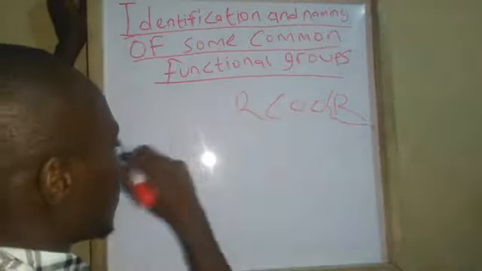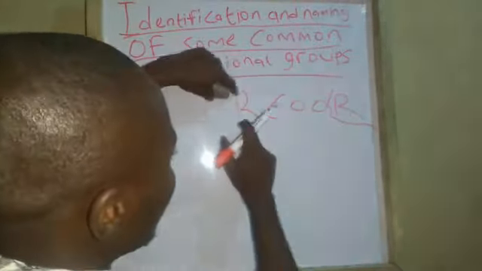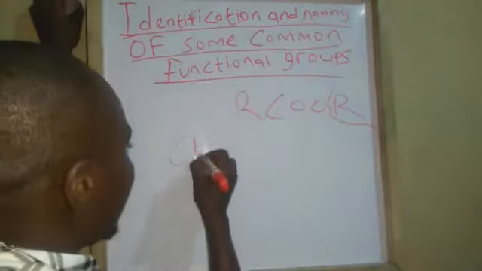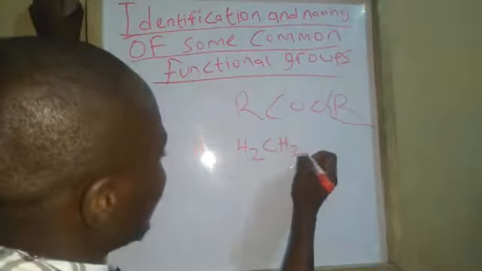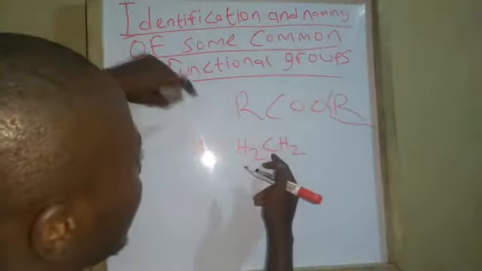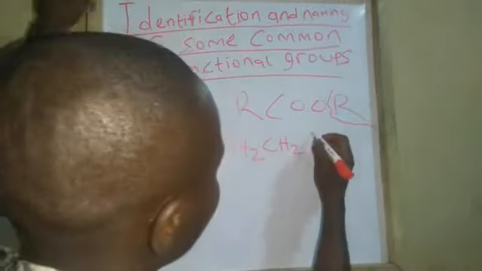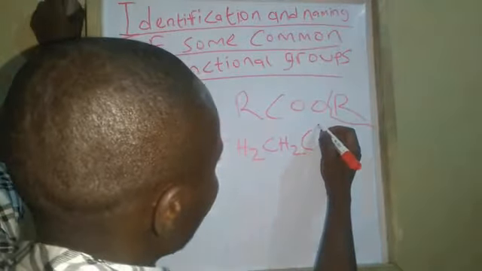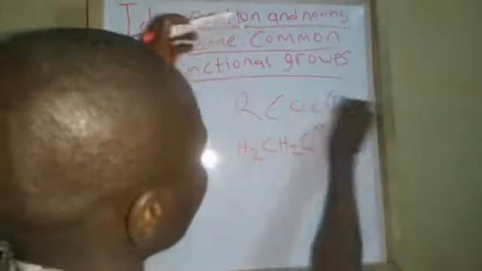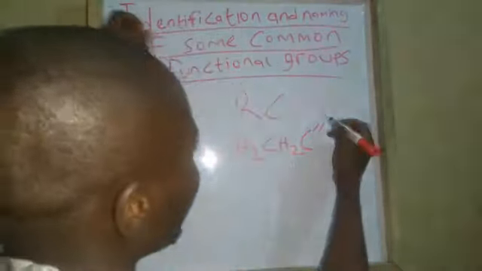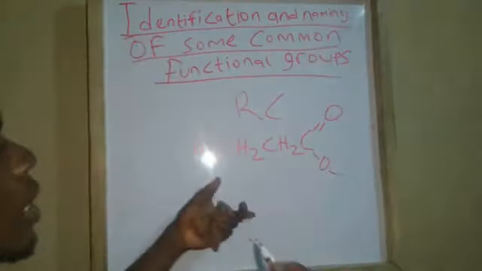Let's write the propanoate. The propanoate is made up of the R and the COO part. So our R here is propyl. So let's write down CH3, CH2, CH2, 1, 2, 3, yes. Then this is our R here, we've written it. Then COO. Let's write it normal. So CO double bond O, then O. So we are writing propyl propanoate.